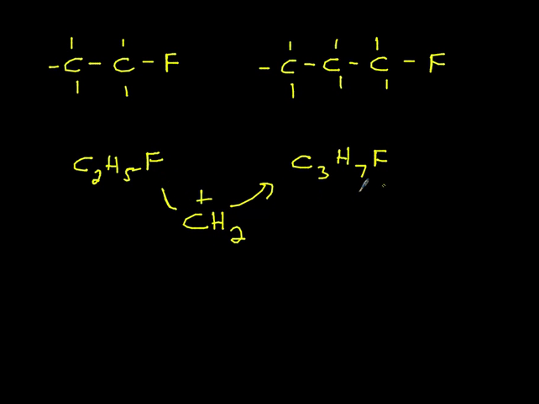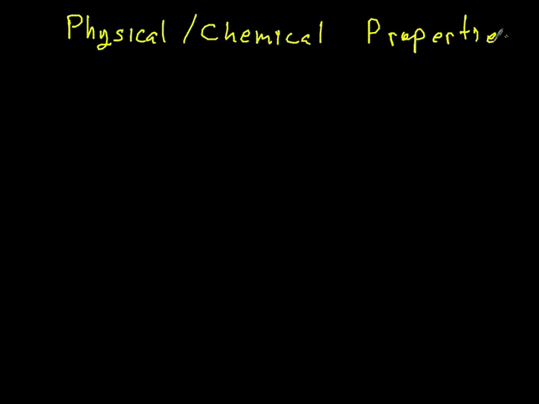We need to add a CH2 to move to the next change. We can add another CH2 and move to fluorobutanes. This would be fluoroethane, fluoropropane, and fluorobutane would be the next member of the homologous series. So they can be more complicated structures as far as a homologous series, but they don't have to be. They can be simple. Now let's look at the physical and chemical properties of a homologous series.